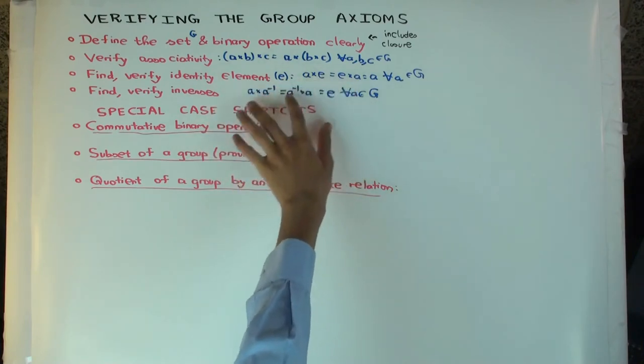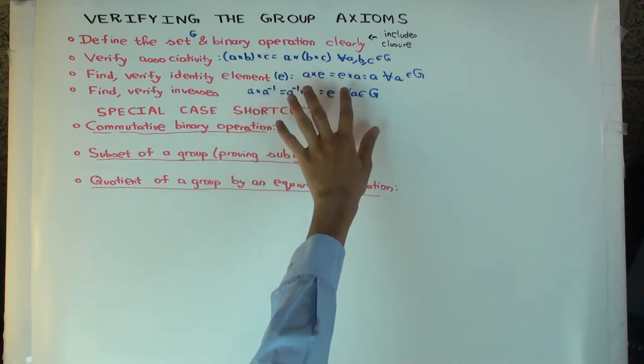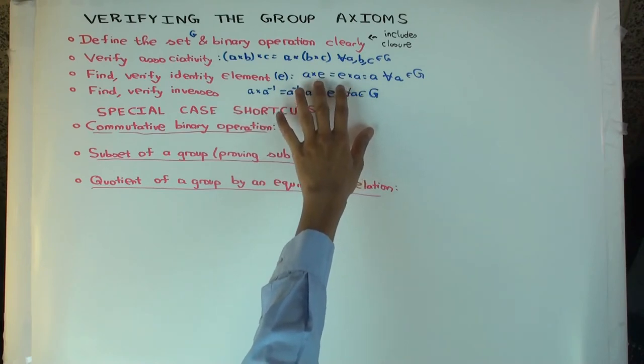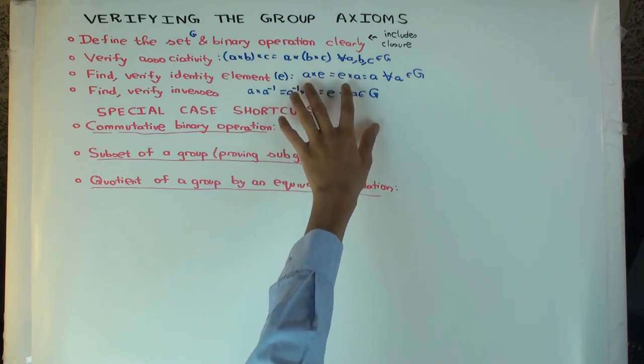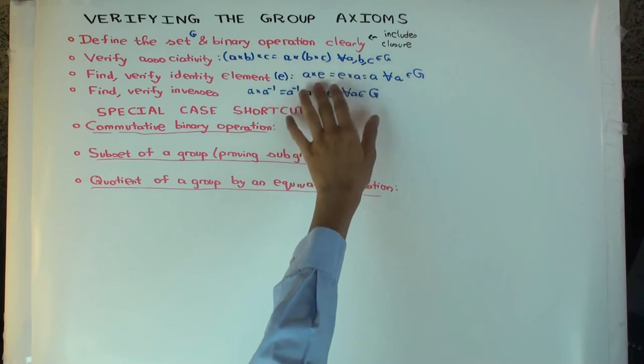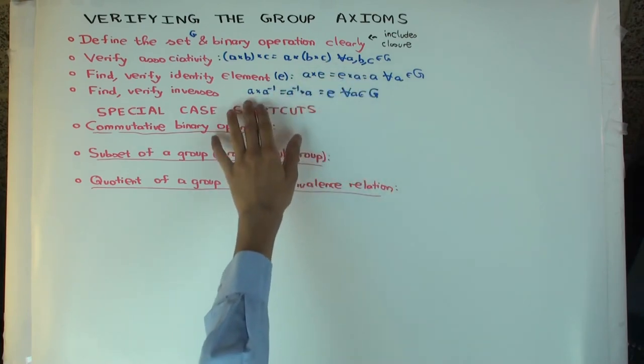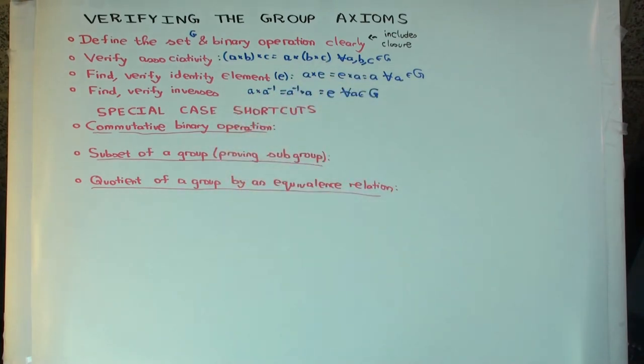Now, note that both of these are two-sided conditions. So once you solve it and get an expression, you have to actually check that that expression satisfies the identity condition on both sides. Similarly, once you get an expression for the inverse, you have to actually check that it satisfies the condition for both sides. Okay?